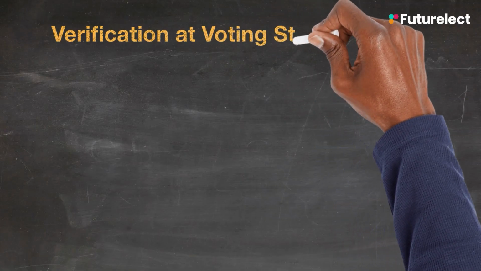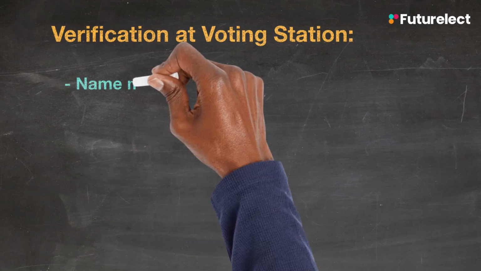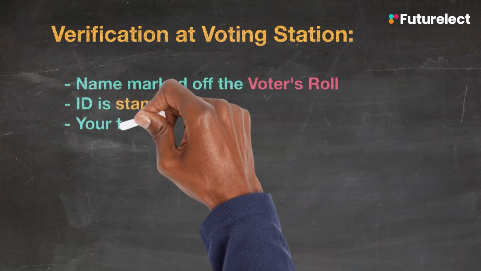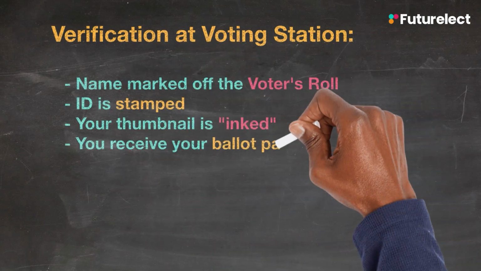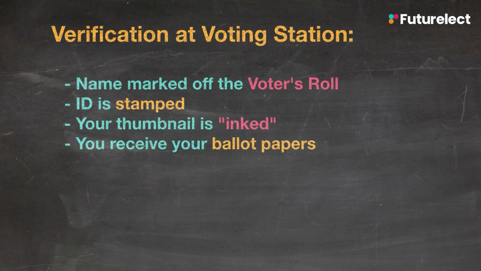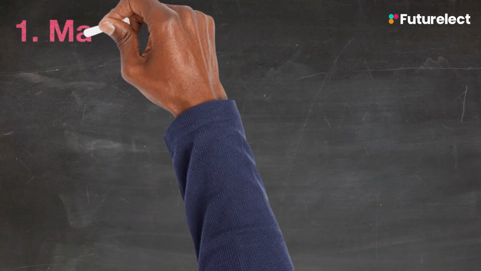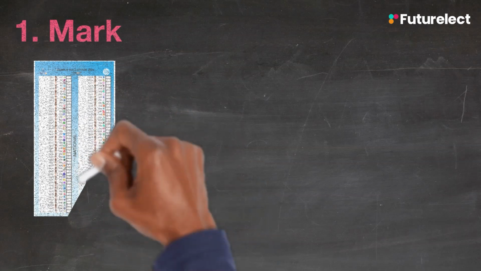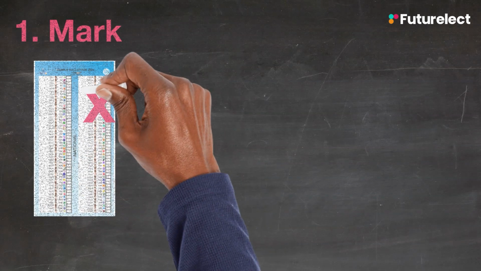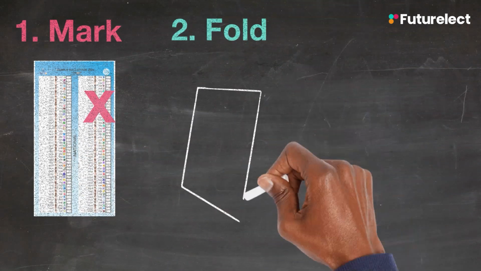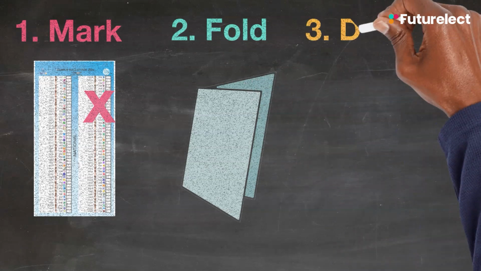Following this verification, your name is marked off the voter's roll, your ID is stamped, your thumbnail is inked to prevent electoral fraud such as double voting, and you receive your ballot papers. From there, you'll take your ballot papers to an empty voting booth, which is private, so that your vote remains your secret. You will mark your ballot papers with an X next to the candidate or party of your choice, fold the ballot papers, and place them in their respective ballot boxes.